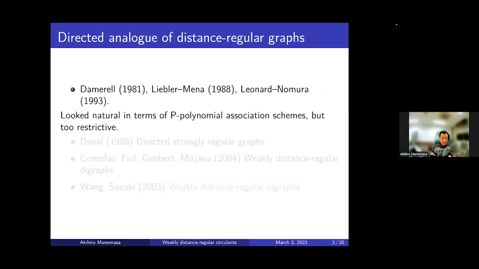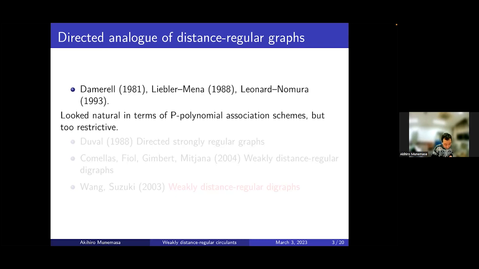There are several variants of directed analogs of distance regular graphs. First of all, because distance regular graphs are essentially the same as P-polynomial association schemes, perhaps the most natural analog I can think of is in terms of P-polynomial association schemes, so that the directed analog is also P-polynomial, although it is not symmetric. In this sense, Damerell first defined this concept, and Liebler and Mena gave an infinite family of examples, although it is small in terms of diameter. Then Leonard and Nomura showed that in fact the diameter is absolutely bounded. So you cannot hope to have a rich theory like in the undirected case.